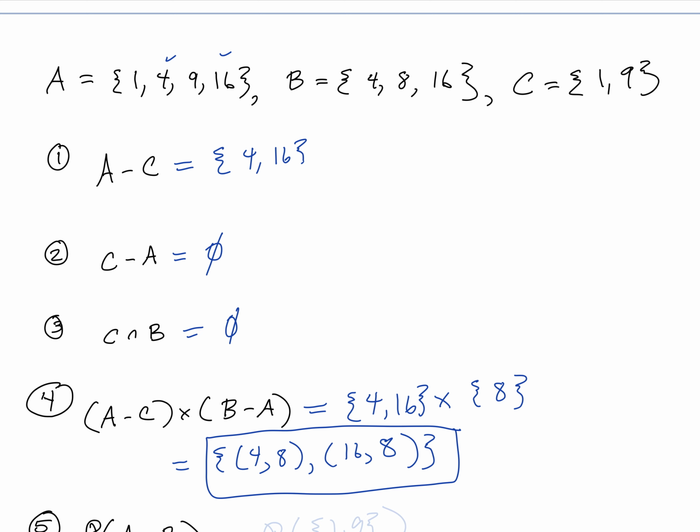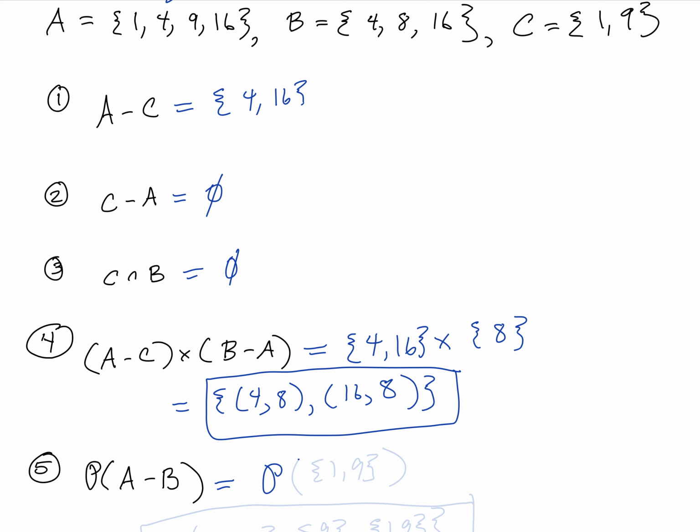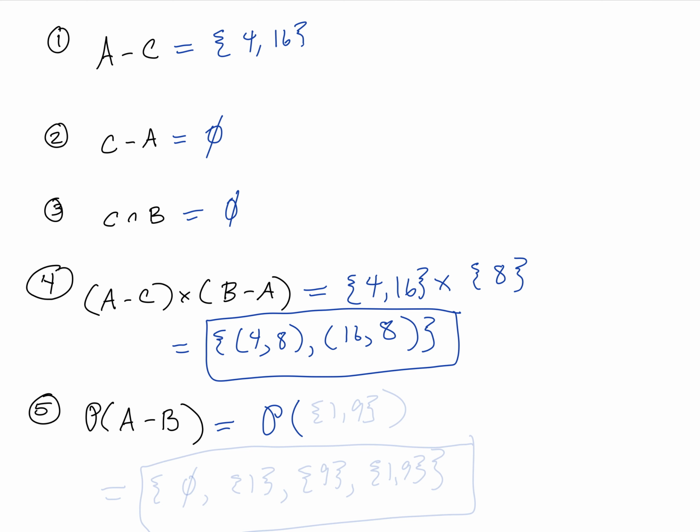And finally, the power set of A minus B, sorry about that. So that is the power set of the elements that are in A that are not in B. So looking back above, A minus B: 1 is in A but not B, 9 is in A but not B. So that's the power set of the set containing 1 and 9. Now the power set of this is the set of all subsets of that set, the collection of all subsets of the set 1, 9.